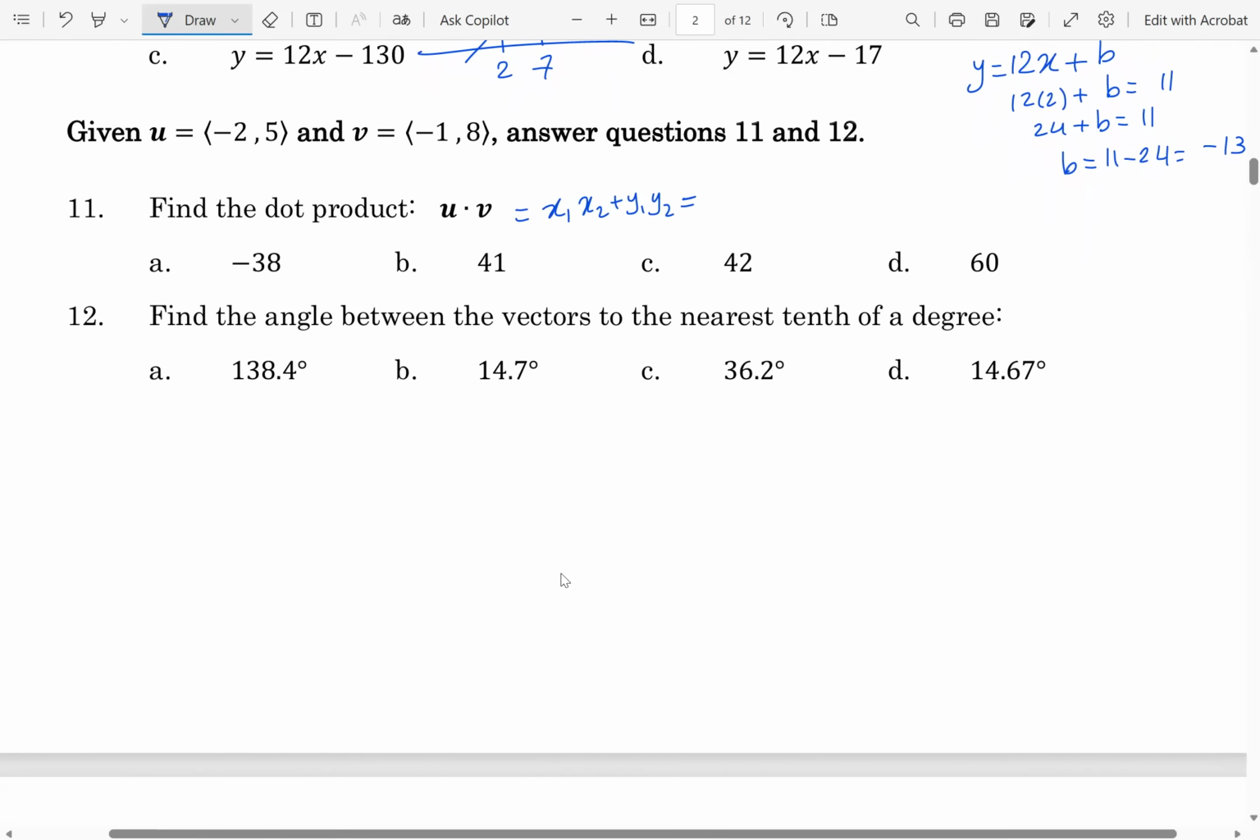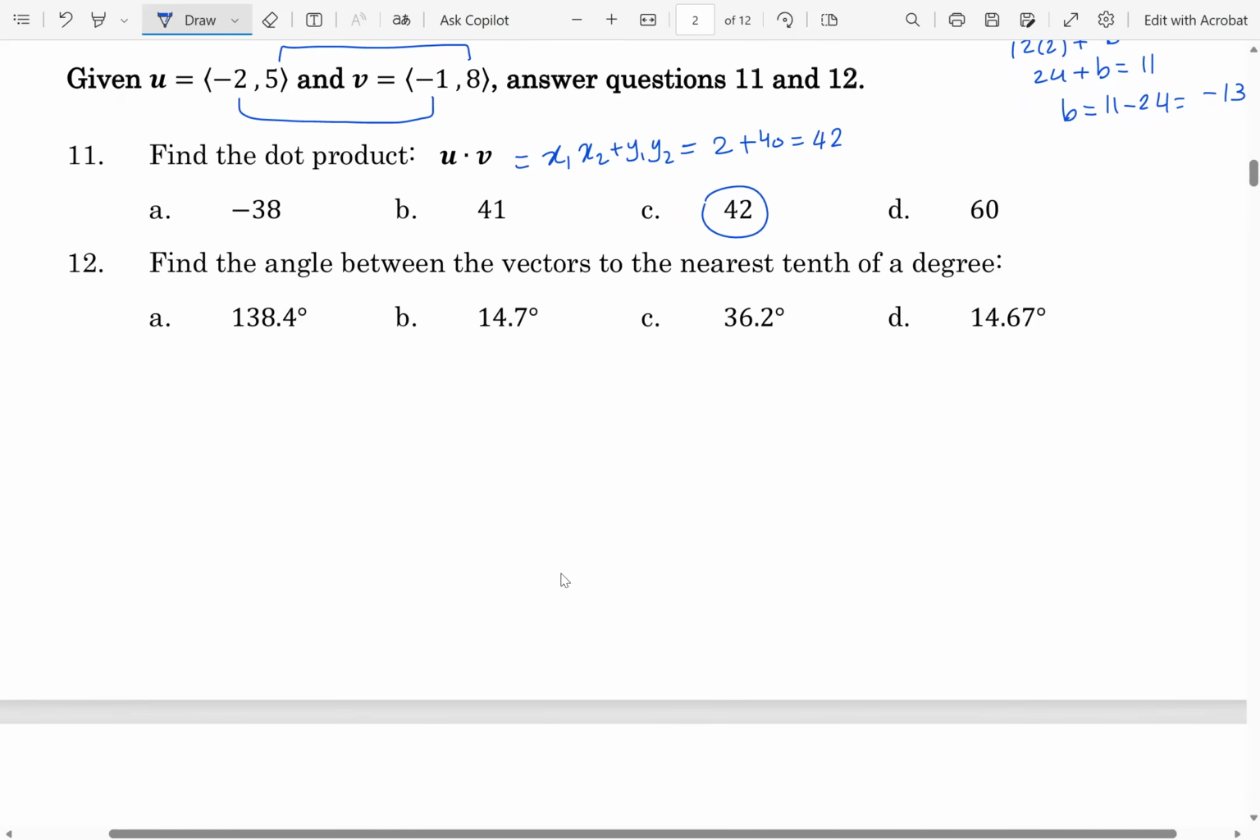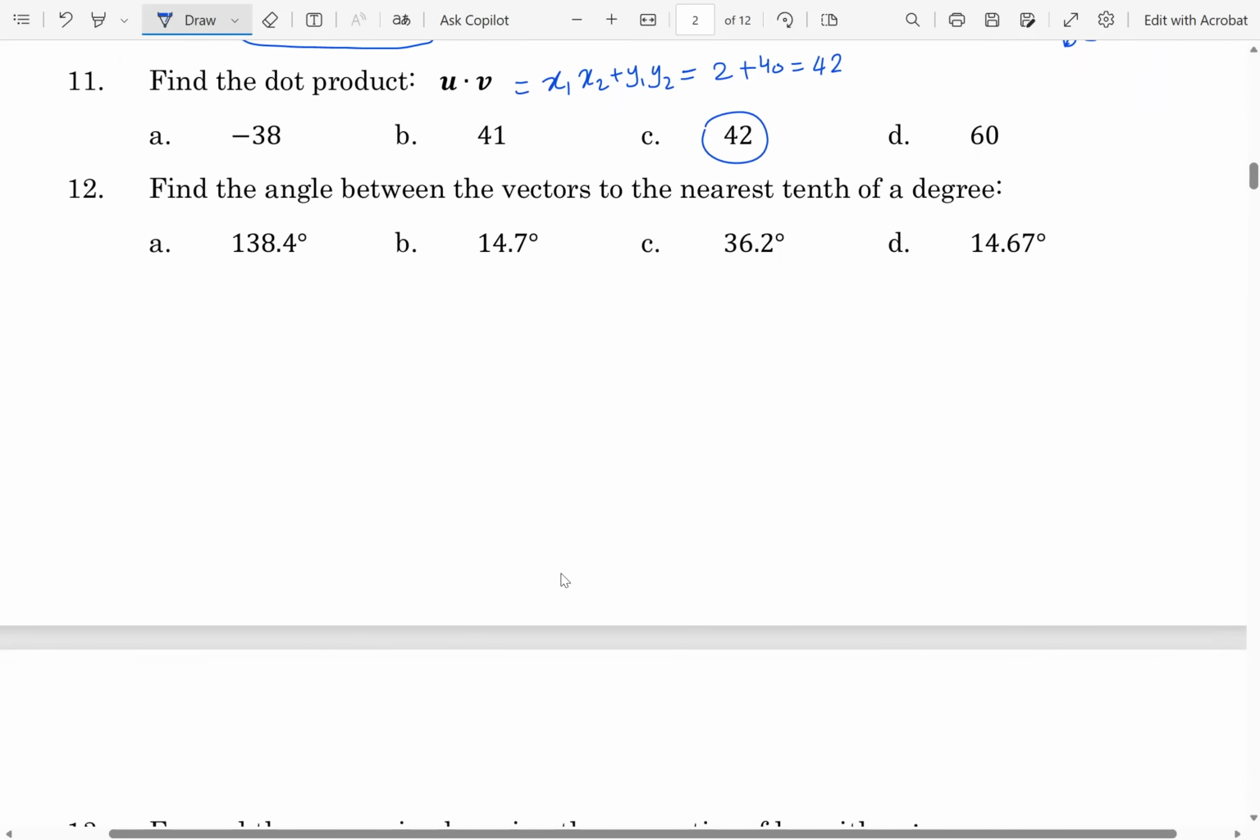You can get it by multiplying x and x. Negative 2 times negative 1 is 2. And multiply y times y, 5 times 8 is 40. So the answer is 42, for example, this one. So 11 is C. Question number 12.